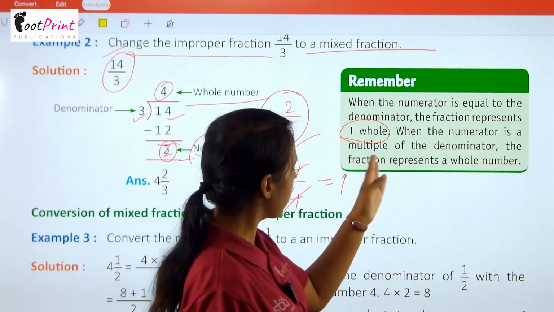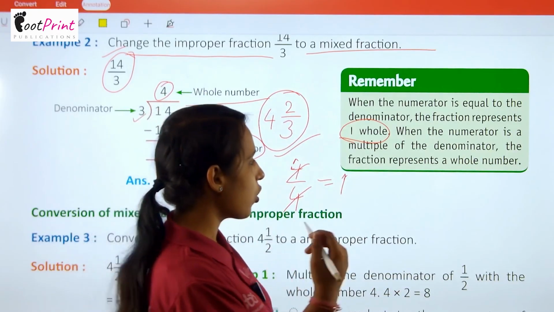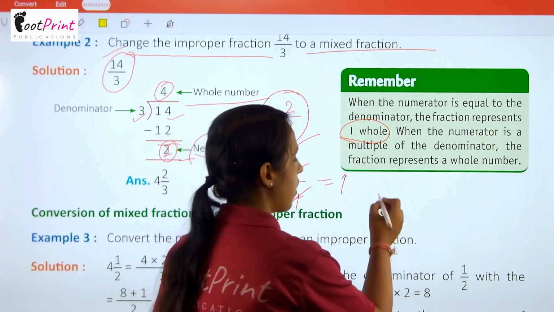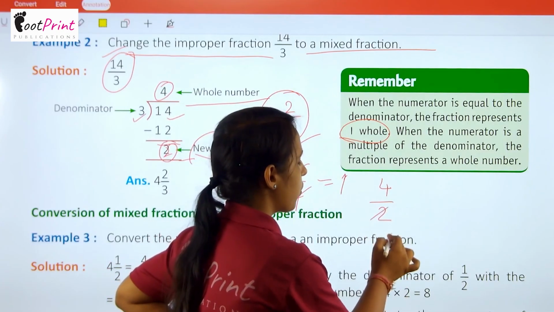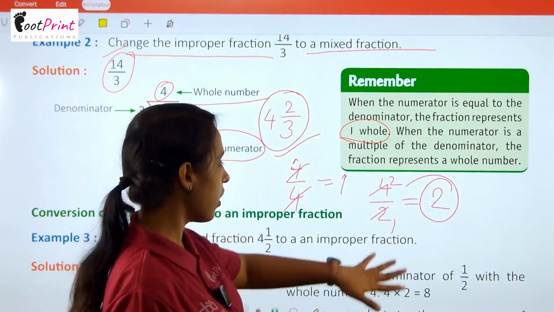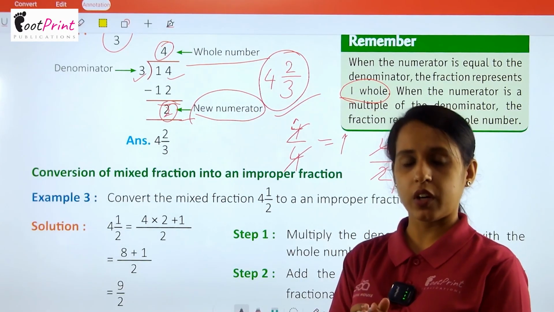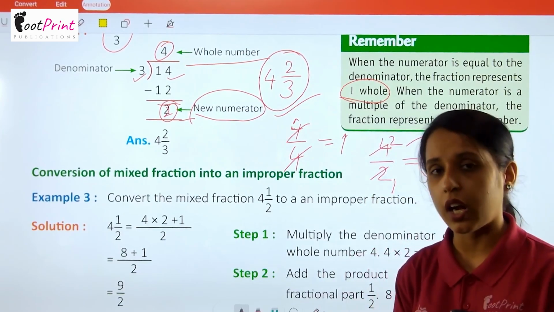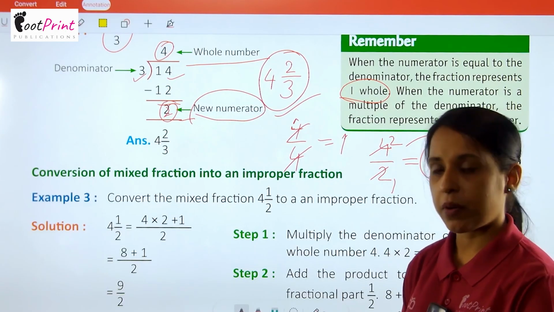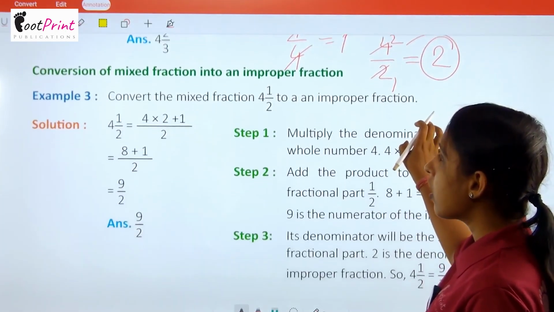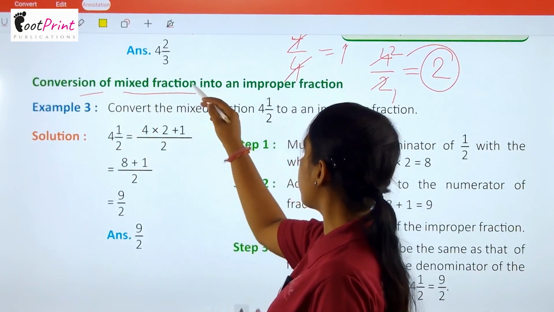When the numerator is a multiple of the denominator, the fraction represents a whole number. या फिर उसका जो numerator होगा denominator का क्या होगा, multiple. जैसे मैंने लिखा 4 by 2. Here also 2 1s are 2, 2 2s are 4. So it is representing 2 wholes. Okay. तो जब भी सेम number, same numerator and denominator दिया है, it means वो एक whole को दिखा रहा है, या फिर जो numerator है वो denominator के multiples है. Okay.